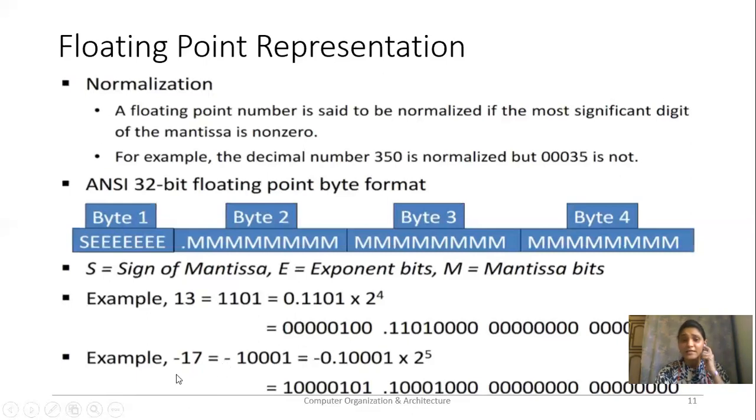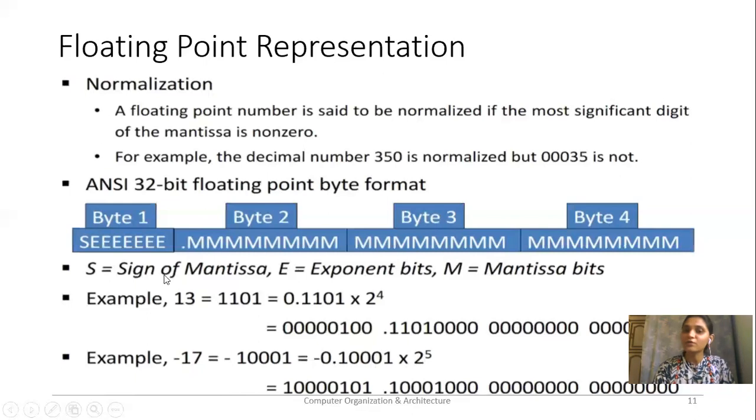Okay, similarly for minus 17, your number is negative. How will you represent it? We can simply say minus 17 is 10001. In the form of exponent and fraction, we can represent it by normalizing it, 0.10001 times 2 raised to 5. Why? Because we have shifted the binary point 5 times, so we have to multiply by 2 raised to 5 to equate this number.